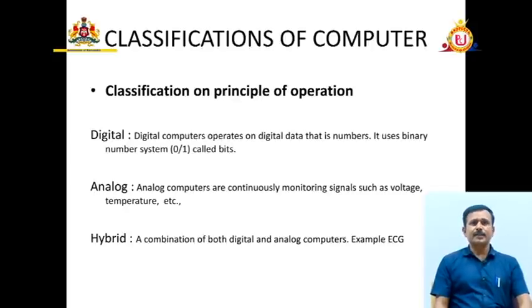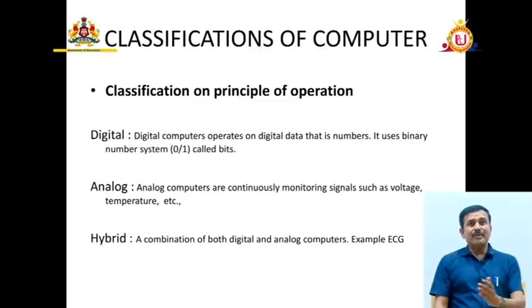Next, the second one is analog type of computers. See, analog computers are continuously monitoring signals. Generally, these computers are used for measuring things like voltage, temperature, speedometer and so on. See, there the results are always compared with the earlier one. That's why continuous monitoring signals are required. We cannot test it once and we cannot leave it another time.